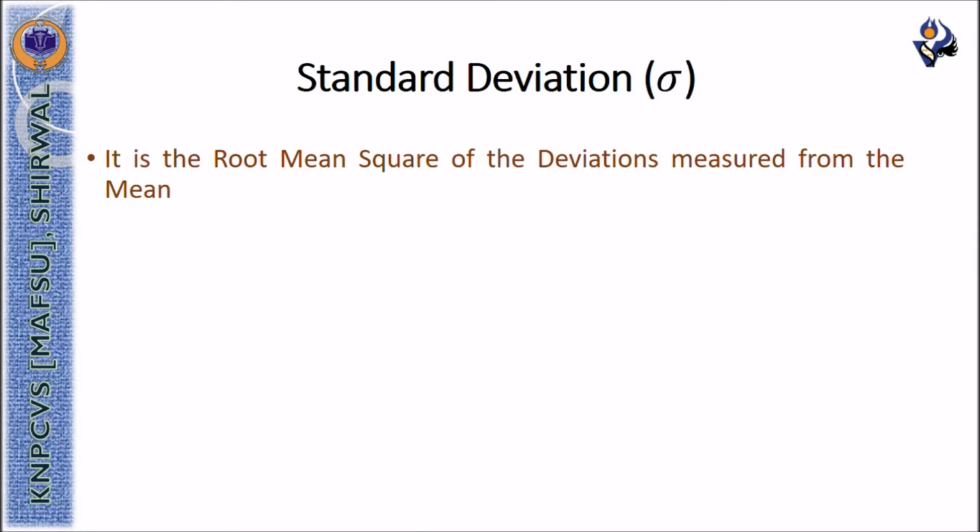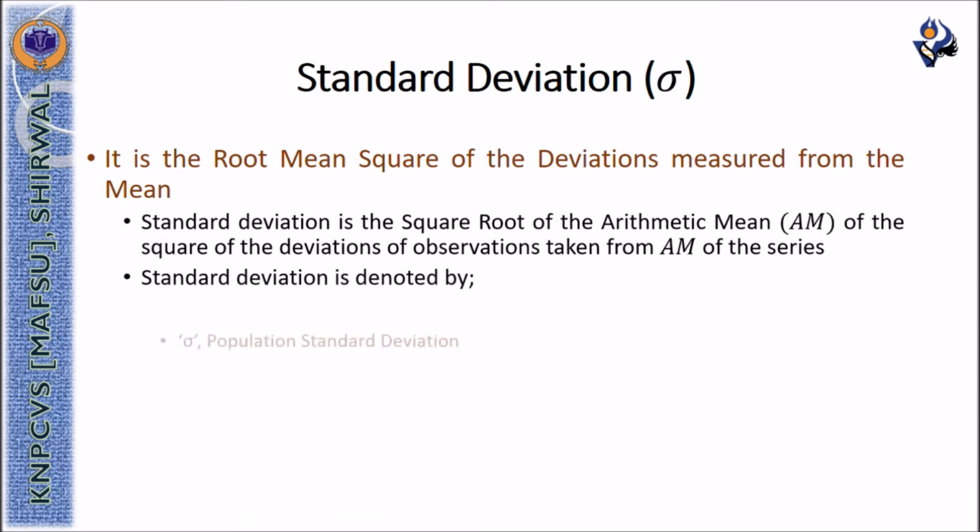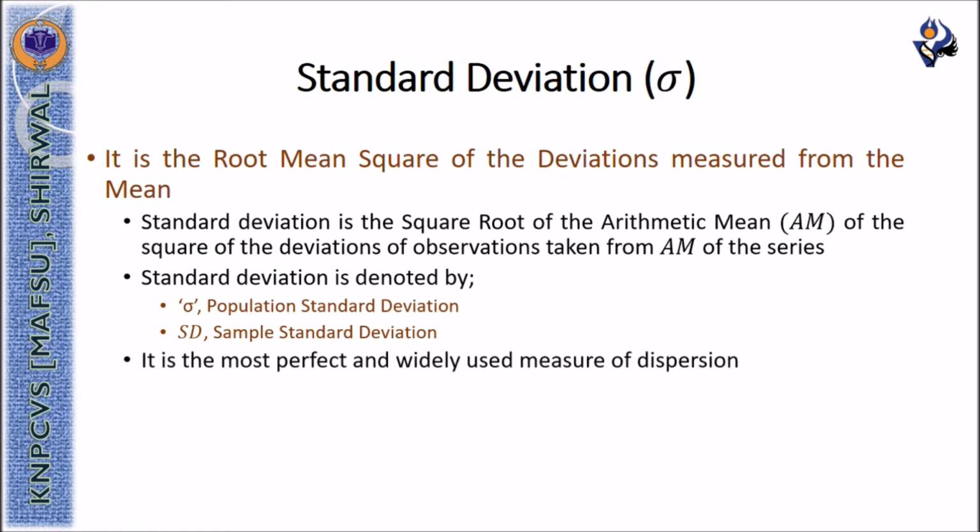Standard deviation can be defined as the root mean square of the deviations. Standard deviation of the population is denoted with the sign small letter sigma, and that of the sample is denoted with letters SD. Standard deviation is the most perfect and is the most widely used measure of dispersion.